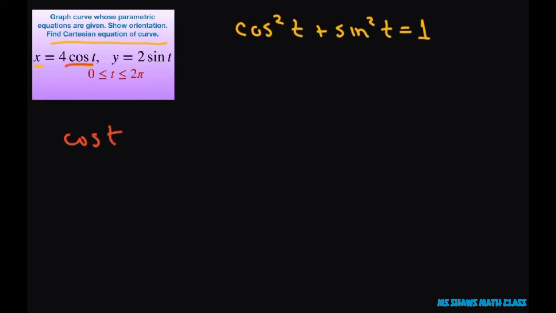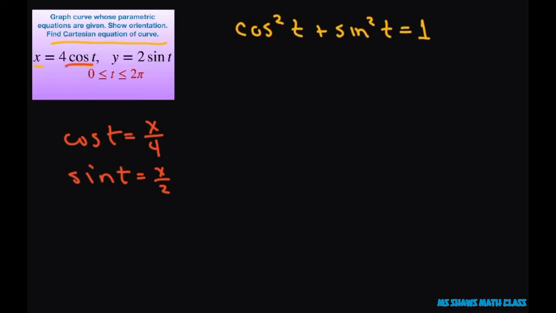Let's first do the Cartesian equation of the curve. I find that's helpful in graphing so we know what we have. Let's solve for cosine of t and sine of t. We'll use the Pythagorean identity, cosine squared of t plus sine squared of t. I'm going to solve for cosine of t equals x divided by 4, and sine of t equals y divided by 2.